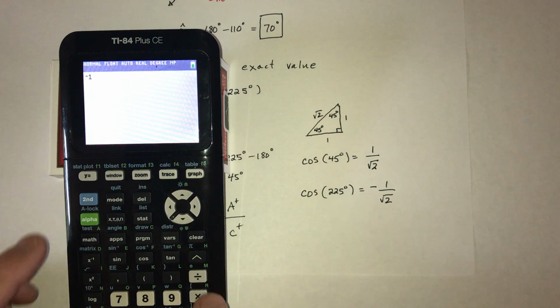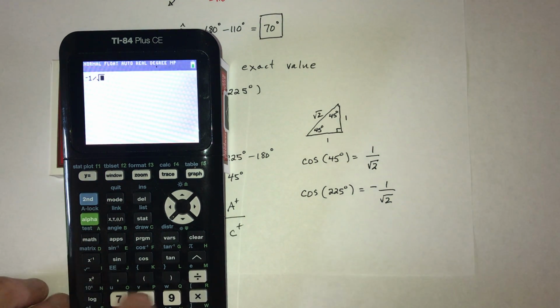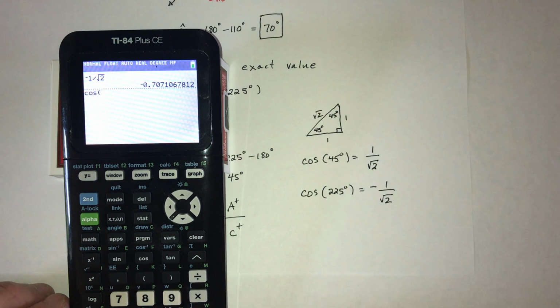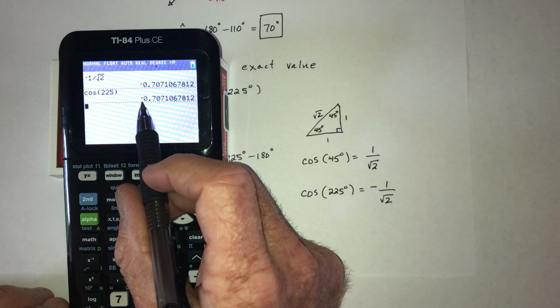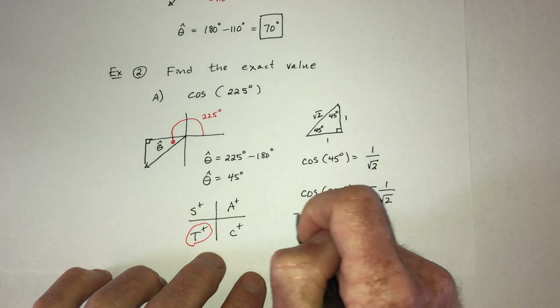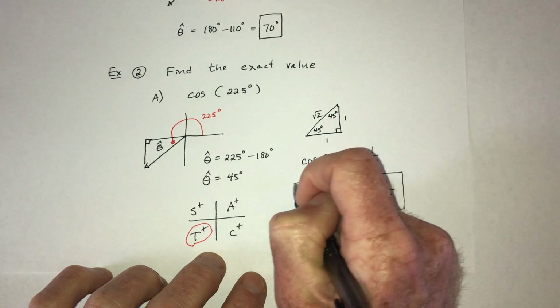And I just want to double check. So I got negative 1 divided by the square root of 2. That gives me that decimal, negative 0.707. And then find cosine of 225, and it equals the exact same thing with the negative and everything. So this one is finished.